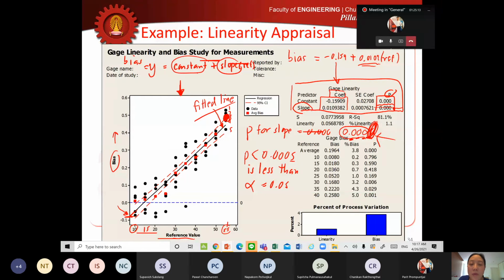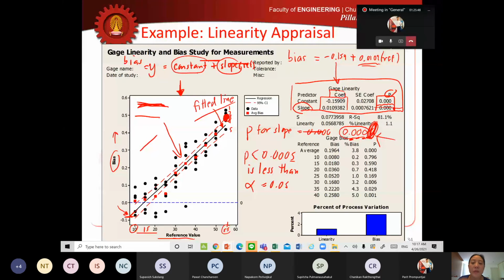And you can see by line here, right? It's not zero, but it has some significant number. And it shows pretty much strong relationship by eyes. You can observe that. So up to this point, you can say that the slope is significant. That means there is a significant linear relationship between bias and reference values.